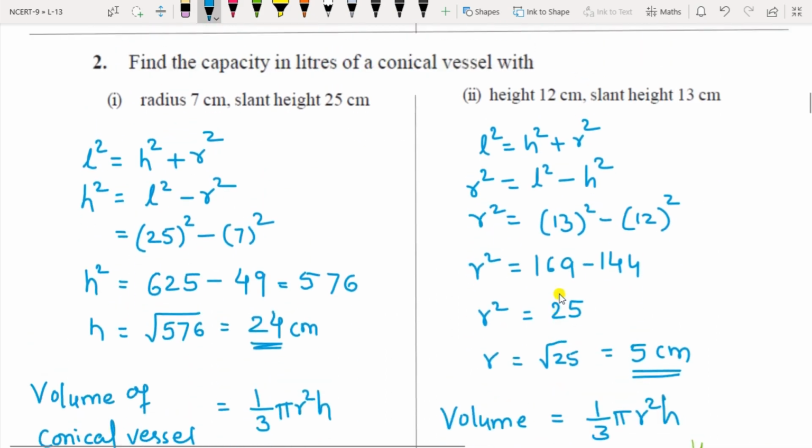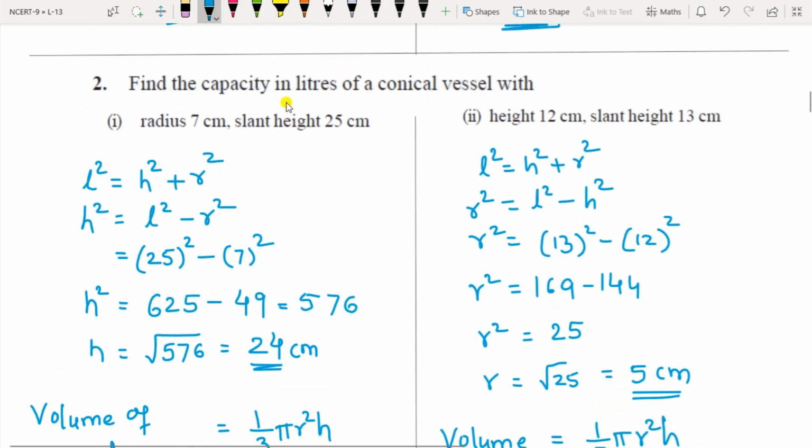The next question here is, find the capacity in liters of a conical vessel. Capacity means you have to find the volume only, but in liters. The radius and slant height of the conical vessel are given. But to find the volume, you need h. The formula is 1 by 3 pi r square h, and h is not given here. So from L and r, you have to find h.